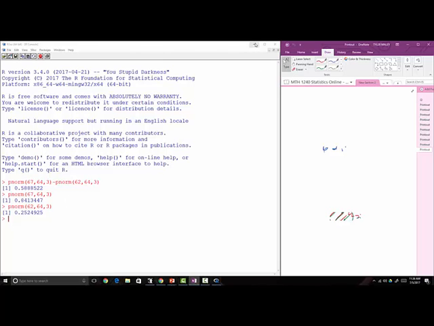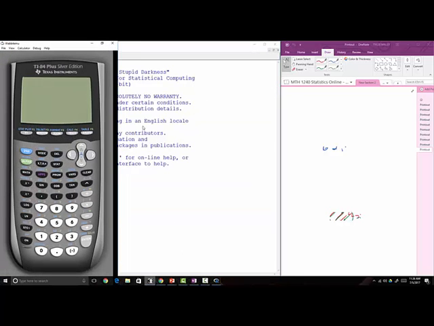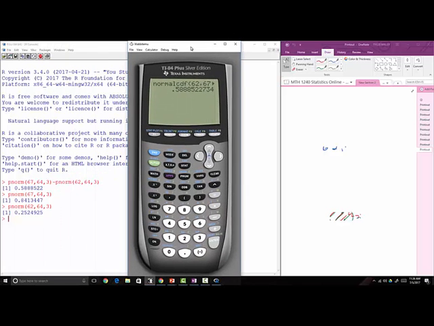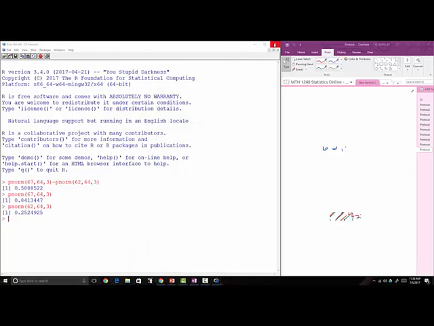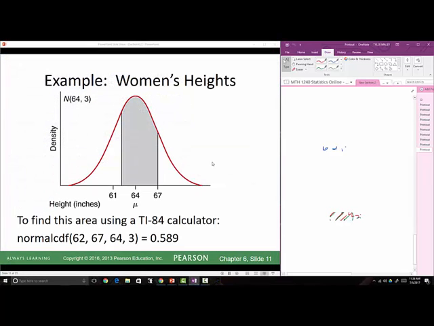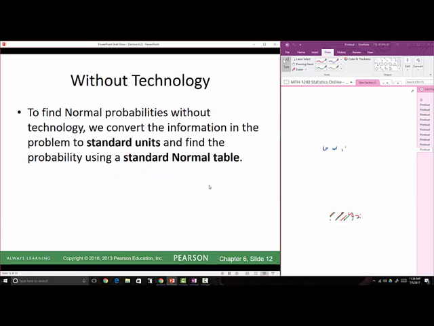Right? So we got the same solution with the graphing calculator and with R, right? So with the graphing calculator, we got 0.588 also, right? So you can see that it matches. Alright, so then the next slide talks about without technology.